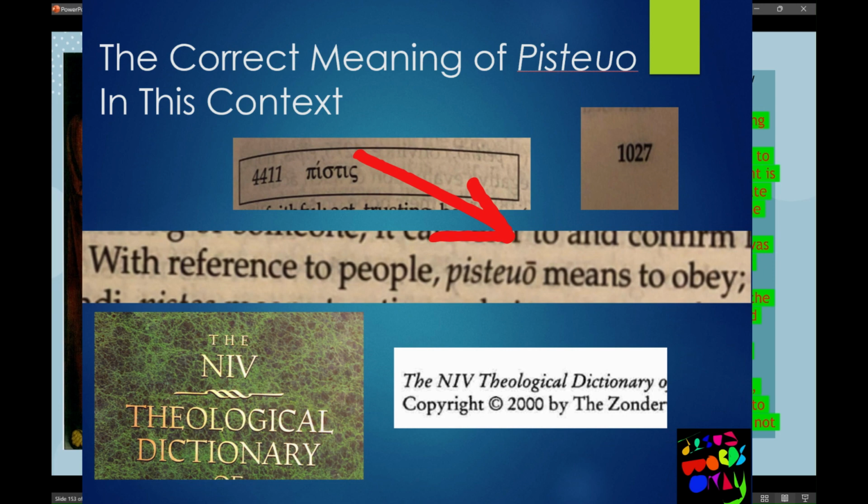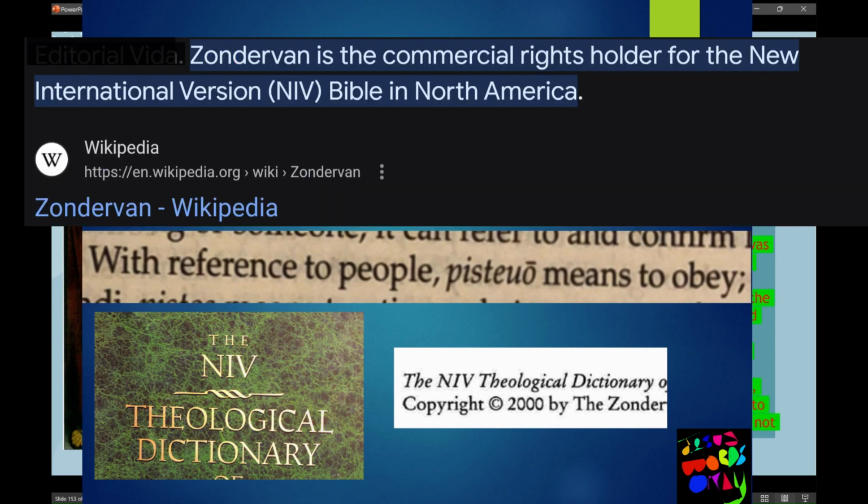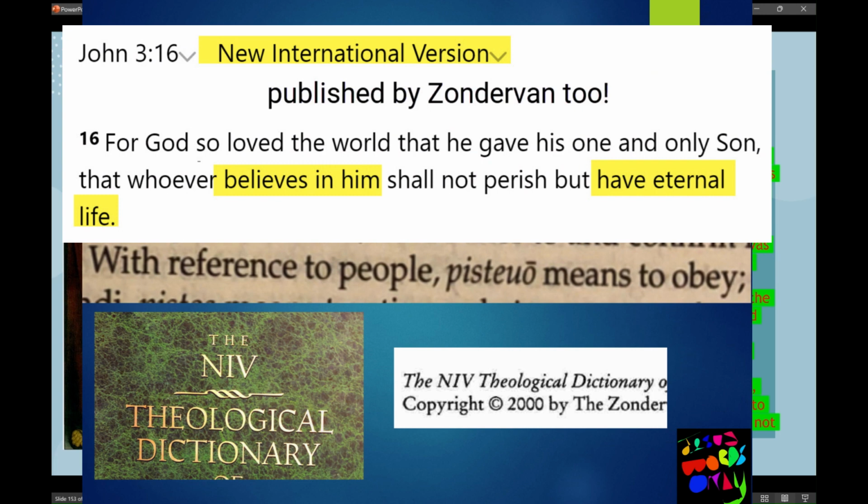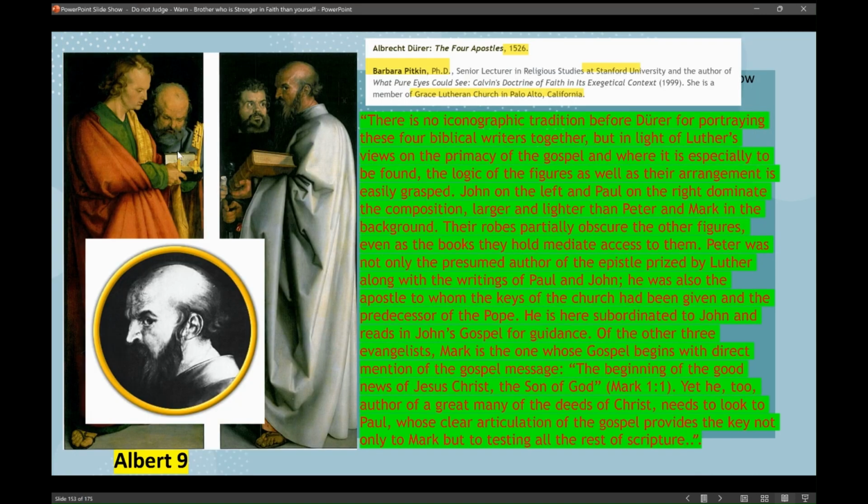The NIV Theological Dictionary is published by Zondervan. The same people came out with the NIV Bible, but the NIV Bible will not follow the NIV Theological Dictionary. Why? Because theologians are the ones translating the NIV, not the translators who actually created a theological dictionary to help teach them what they're supposed to be doing, and they won't do it. They refuse. It is a theological decision to make it appear that John is a faith alone gospel, and this is also propaganda. It's a pro faith alone view of John's gospel.